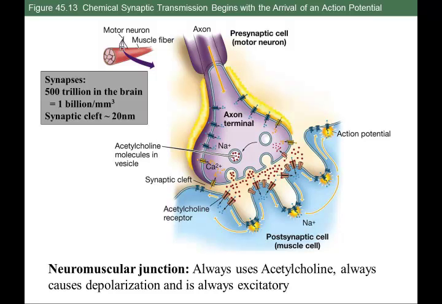The flooding into the cell of calcium will then cause these vesicles holding the neurotransmitter, in this case acetylcholine, to make their way to the membrane of the presynaptic neuron and be released.